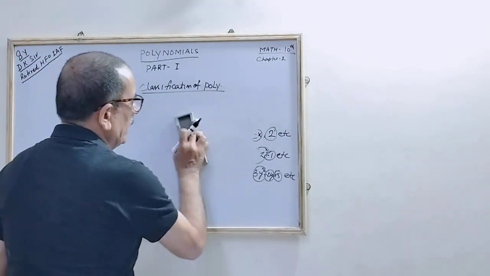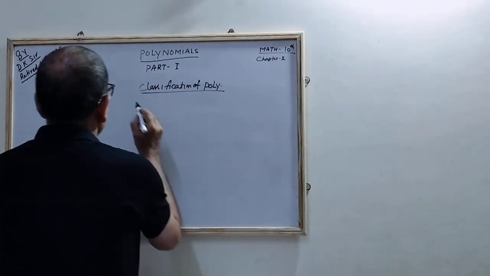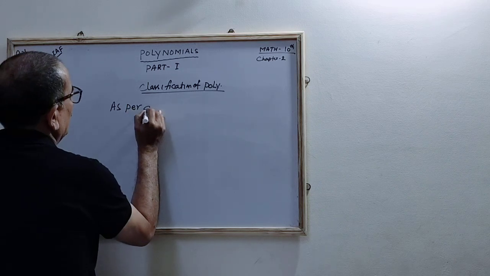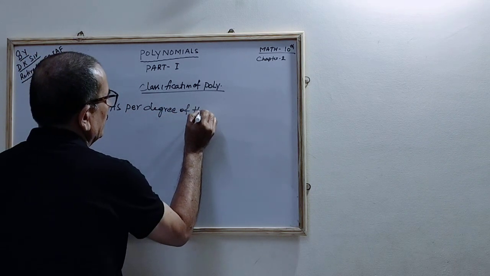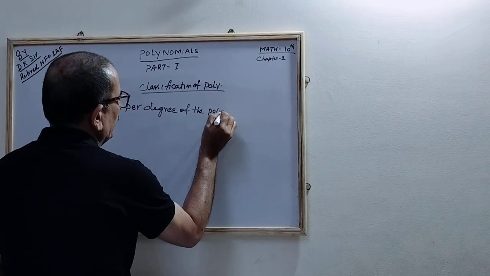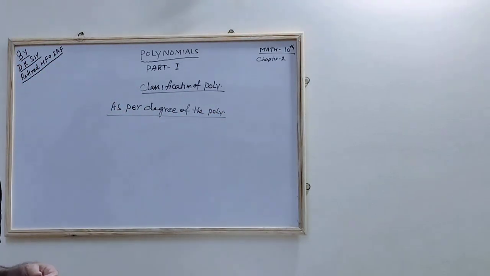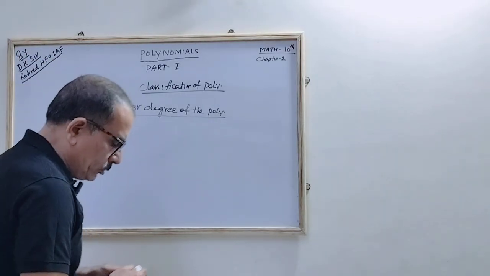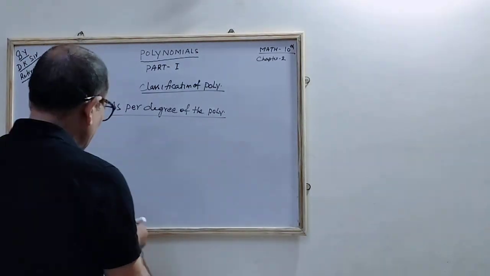The next classification is as per the exponent or the degree. As per the degree, you understood, the degree of the polynomial. I remember the degree of the polynomial means the maximum power of the variable, correct? So as per that also we can divide it into three parts.